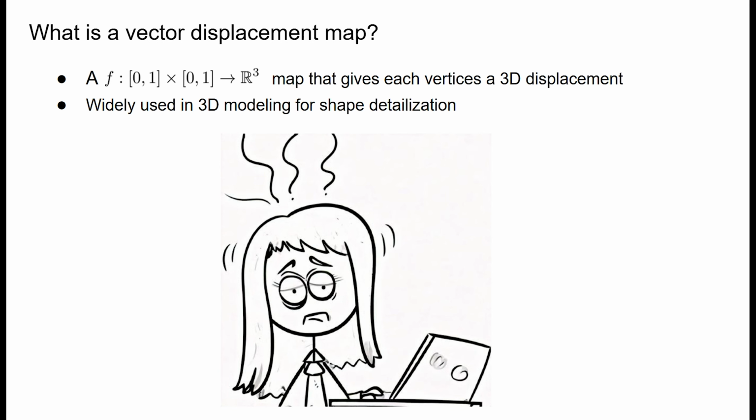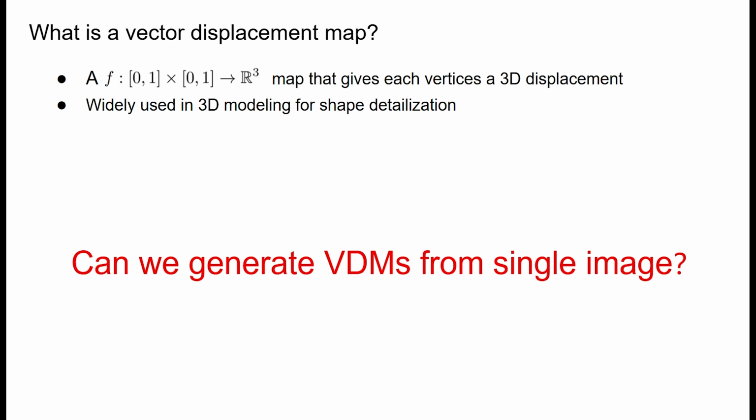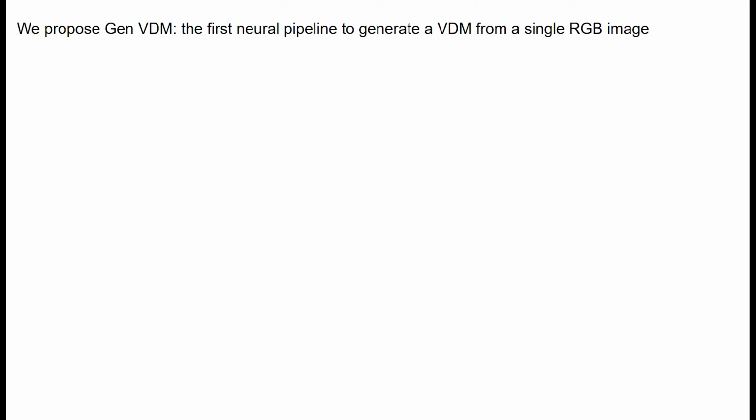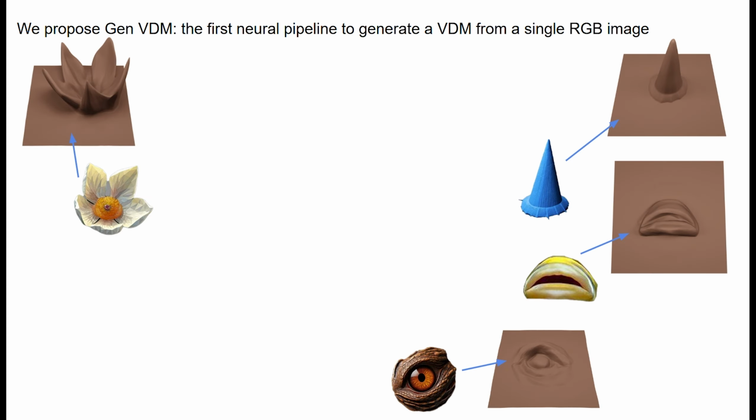This raises the question: can we generate VDMs from simple inputs, such as a single image? In this work, we propose GenVDM, the first neural pipeline for generating VDMs. Our model takes a single RGB image as input and outputs a VDM. The generated VDM can then be applied to a base mesh to create geometric details.